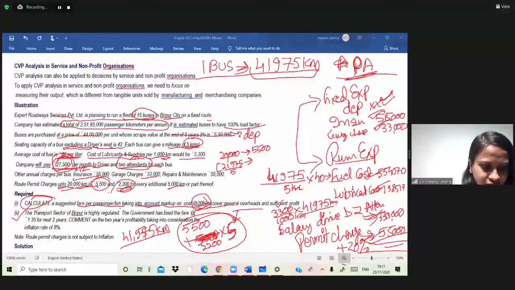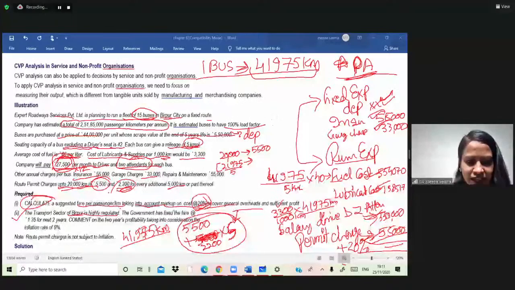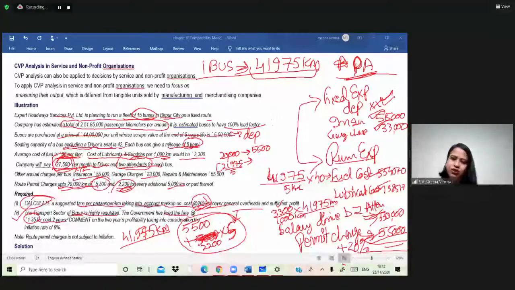It is given here, the transport sector of Birpur is highly regulated. The government has fixed the fare at the rate of rupees 1.35 for the next 2 years. The government has already regulated the fares which you can collect from the passengers who will travel through these buses. The fare is fixed for the next 2 years, so you cannot increase the fare per passenger.